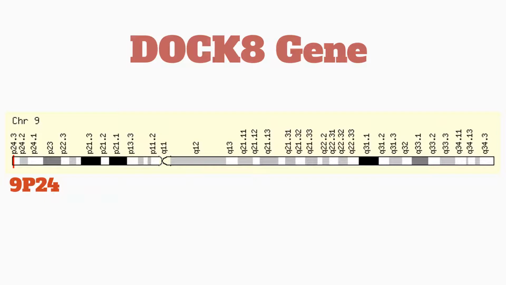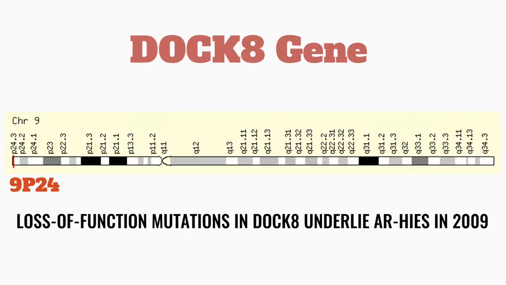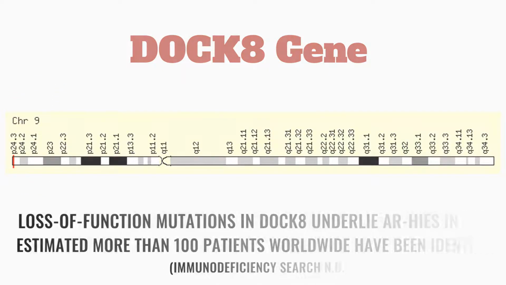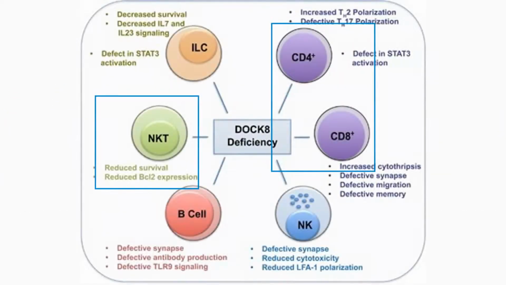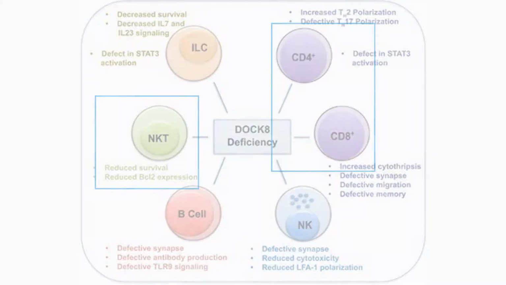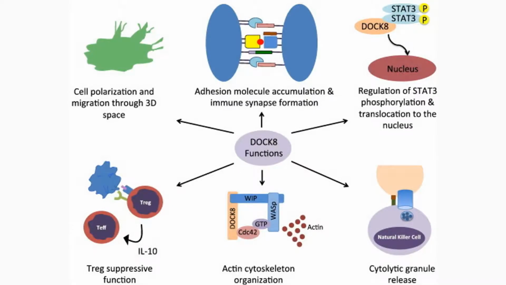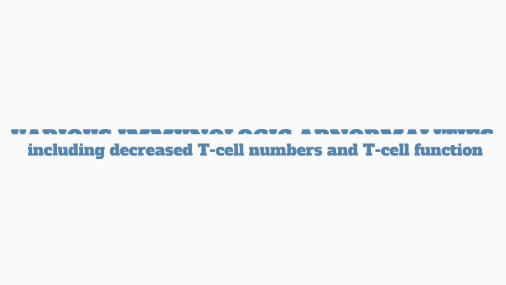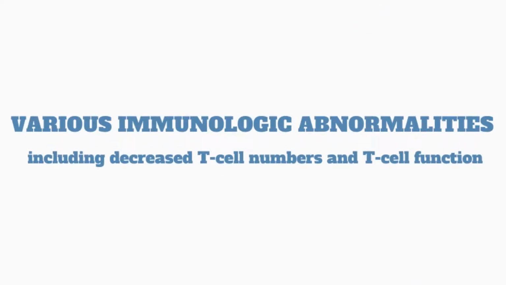Since the discovery that loss of function mutations in DOCK8 underlie autosomal recessive hyper IgE in 2009, an estimated more than 100 patients worldwide have been identified. DOCK8 protein helps maintain the structure and integrity of T cells and natural killer cells. It also aids in the movement of these immune system cells to sites of infection, particularly the skin. This is why DOCK8 deficiency patients have various immunologic abnormalities, including decreased T cell numbers and T cell function.